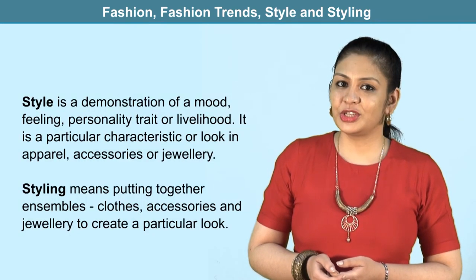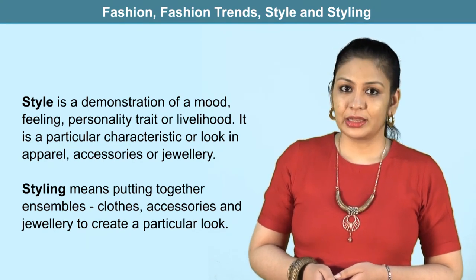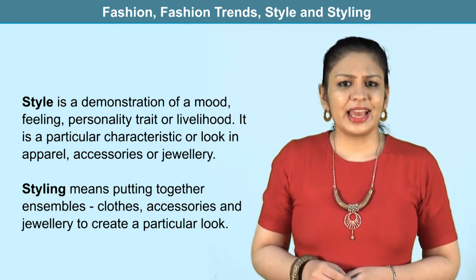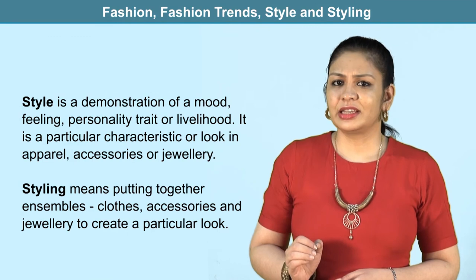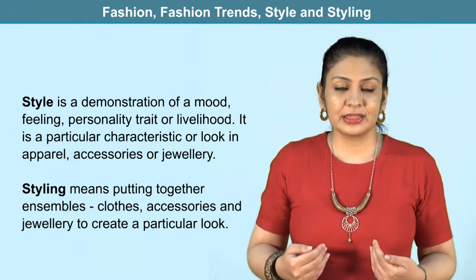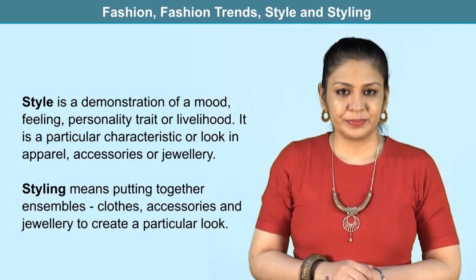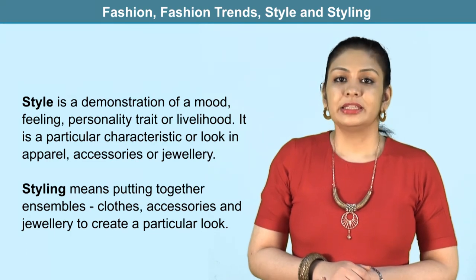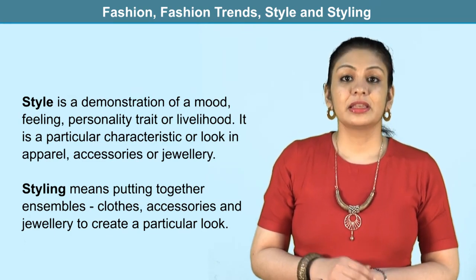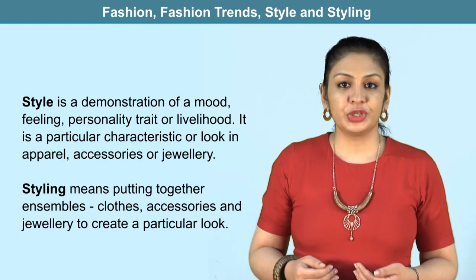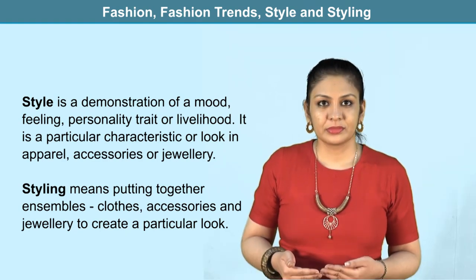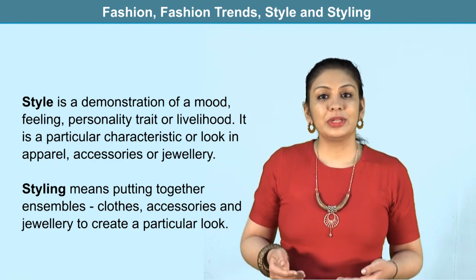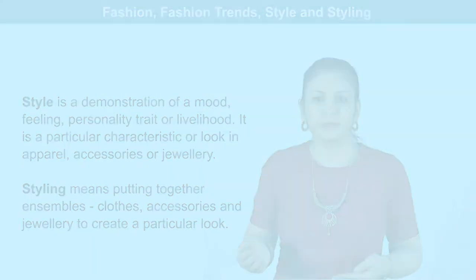Style is a demonstration of a mood, feeling, or personality trait, or even my livelihood. Style is a particular characteristic or a look, that is appearance, using apparel and accessories. Styling, on the other hand, means putting together an ensemble, that is clothes, accessories, and jewelry, to create a particular look. How do we style using fashion trims and accessories? We will see that a little bit into the chapter.